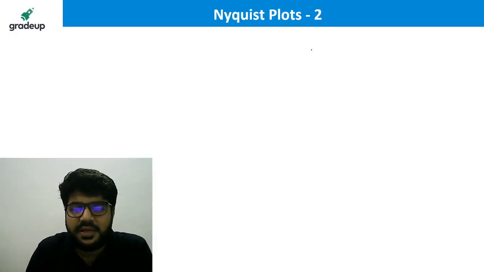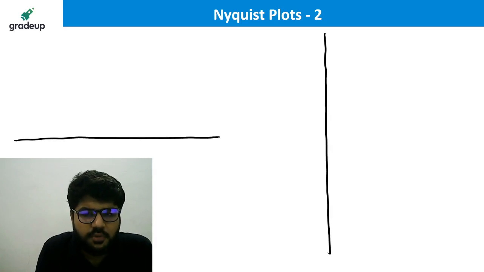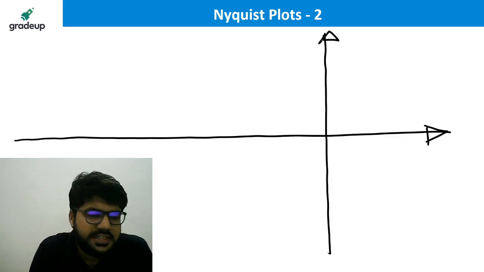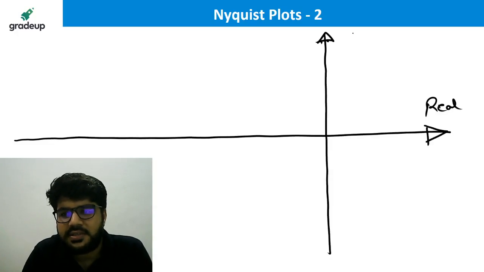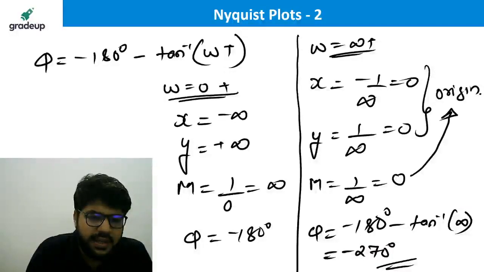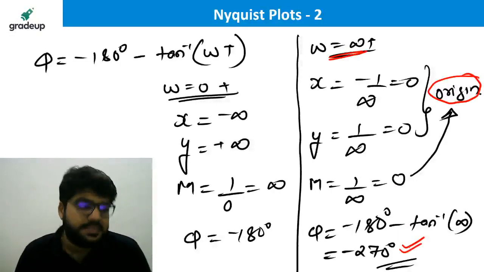Now, with these calculations coming into the picture, let me complete my Nyquist polar plot right now. Yes, 90 or minus 270, both are equal angles only. This is the real axis, this is the imaginary axis. Now look at my coordinates. Let's talk about omega equal to infinity plus first. At infinity plus, I have to be at the origin, such that the angle is minus 270.